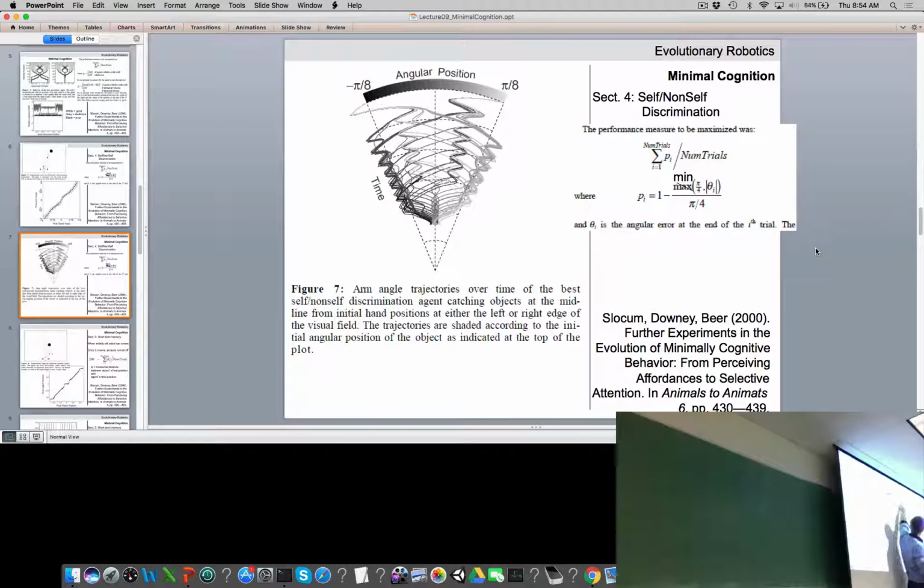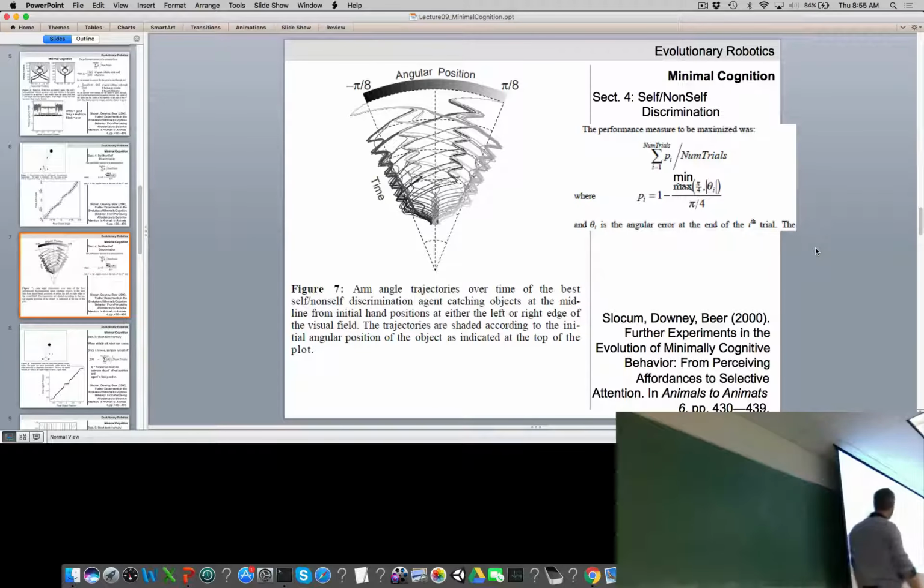Tell me about this light-colored trajectory over here. Which situation does that correspond to? The initial thing falling from pi over 8 and the arm starting at pi over 8? That's right. So the trajectory starts over here, which means the object is to the robot's right, and the light shading of the trajectory means they also drag the robot's arm to the right, and then started the simulation.